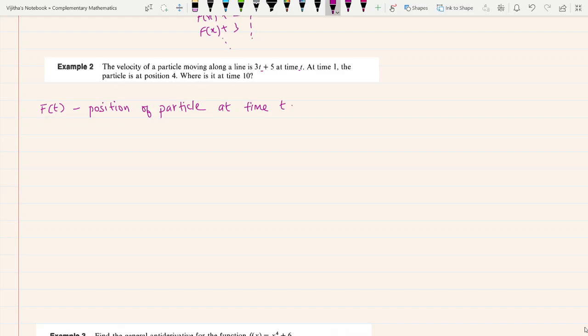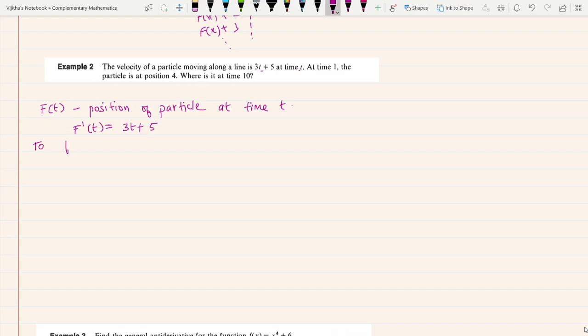Then we know that velocity is nothing but the first derivative. So it is given that F dash of t is 3t plus 5. Also given, at time t equal to 1, the particle is at position 4. What is the position at time 10? That is the question. So first we have to find F of t. F dash of t, the velocity, is given. To find the position F of t, we have to find the antiderivative of 3t plus 5.